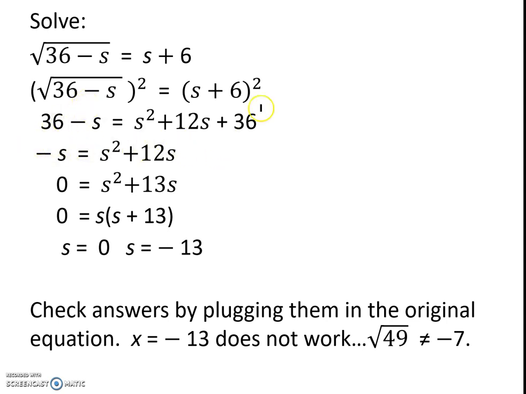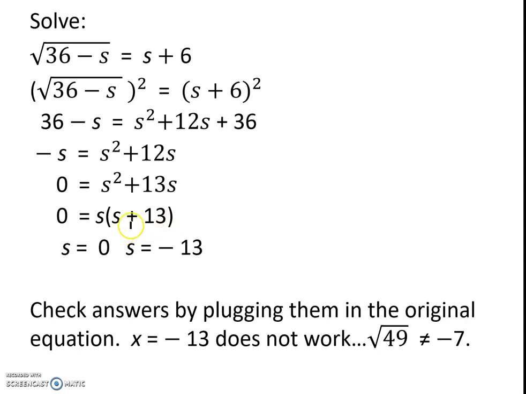Minus 36 to both sides, and the numbers go away. And we're left with a negative s equaling s squared plus 12s. We add s to both sides of our equation, and we find that 0 equals s squared plus 13s. Then, if we factor an s out, 0 equals s times the quantity s plus 13.